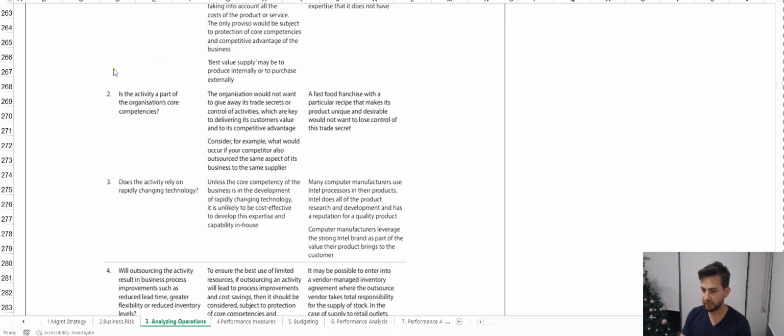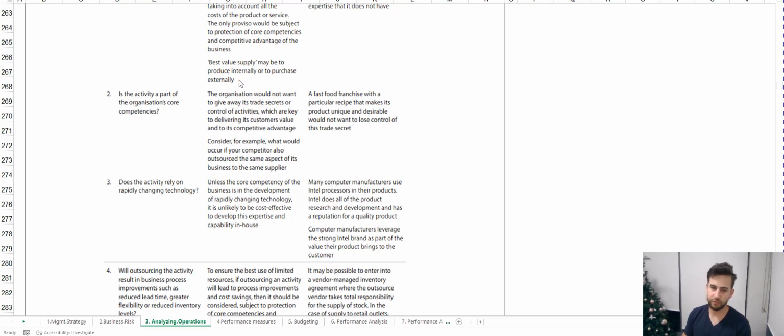Number 2, is the activity part of the organization's core competencies? So the organization would not want to give away its trade secrets or control of activities which are key to delivering its customers' value and to its competitive advantage. An example is a fast food franchise with a particular recipe that makes its product unique and desirable would not want to lose control of this trade secret.